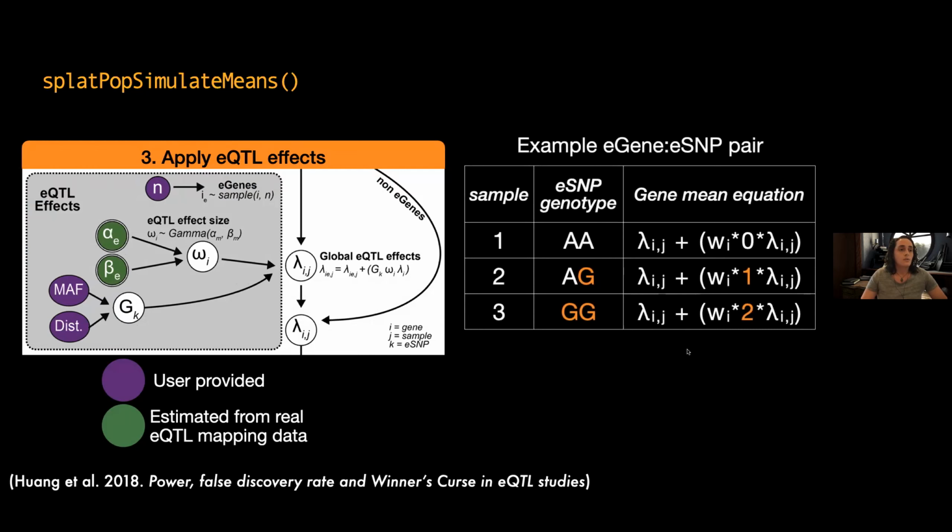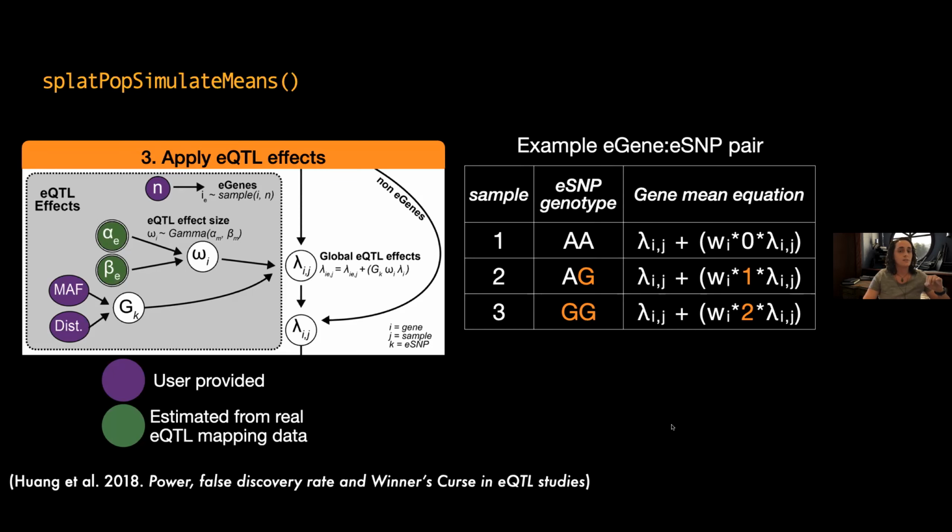So this is just a really quick schematic of how those eQTL effects are actually incorporated into the gene means, where the number of minor alleles that an individual has and the effect size that's been sampled influence how big the eQTL's effect is on that gene's mean. This approach for incorporating eQTL effects into data has already been used to simulate bulk eQTL data, but it wasn't implemented in reproducible software. So we've made that available here in SplatPop.